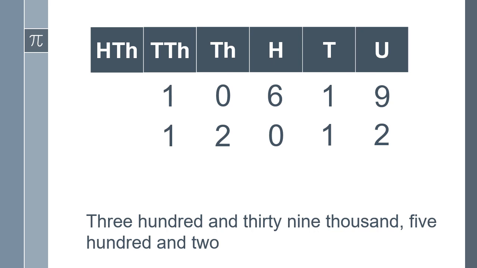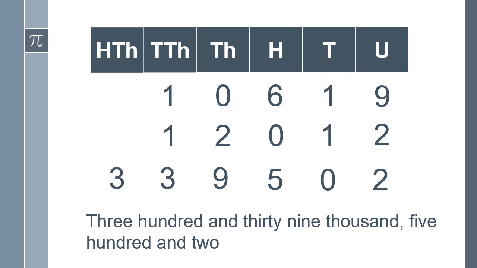339,502. So again, we'll look at the thousands columns first. So we need 339,000. So 3 in the 100,000s column, 3 in the 10,000s column, 9 in the thousands column. So that gives us 339,000. And then we need 502. So 5 in the hundreds column, 2 in the units column, and then again that empty column, the tens, we just need to put 0.